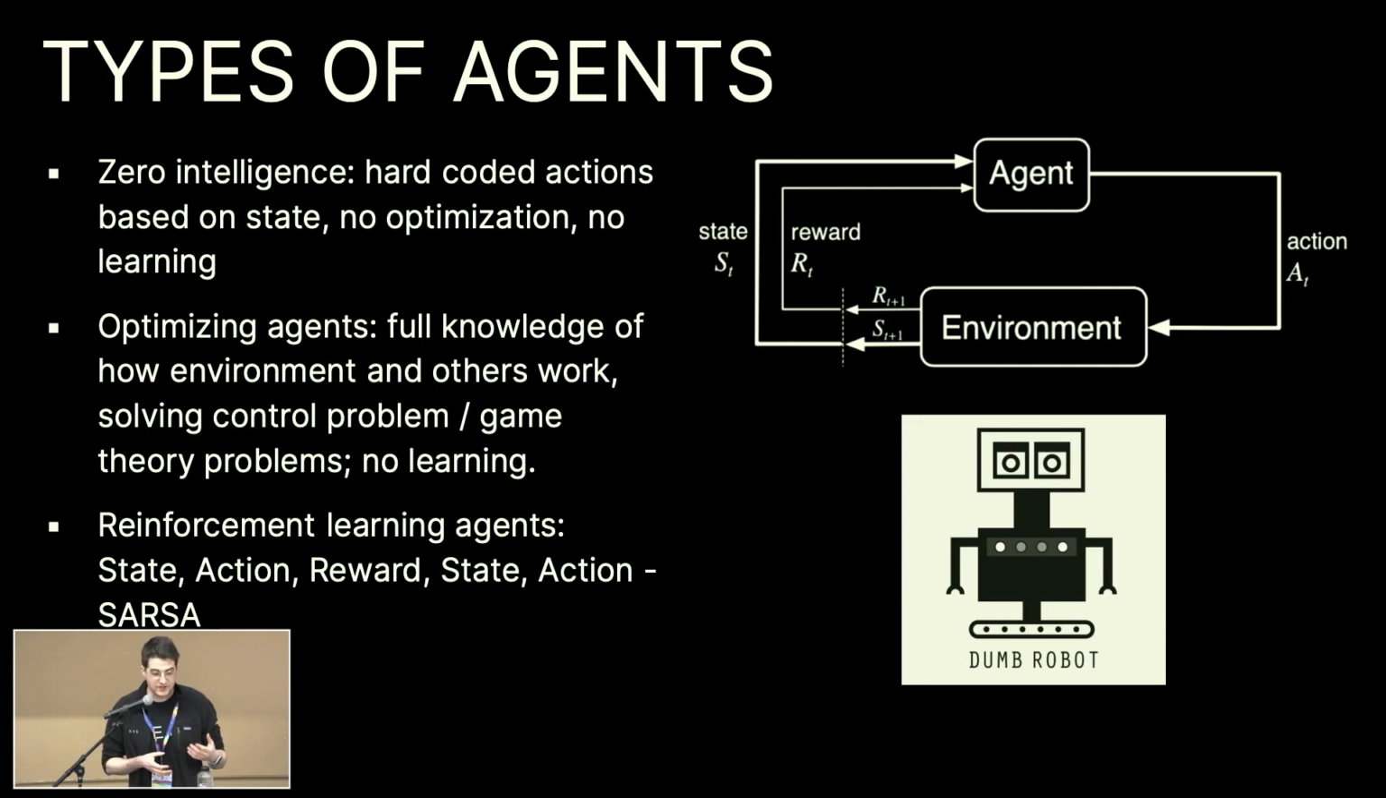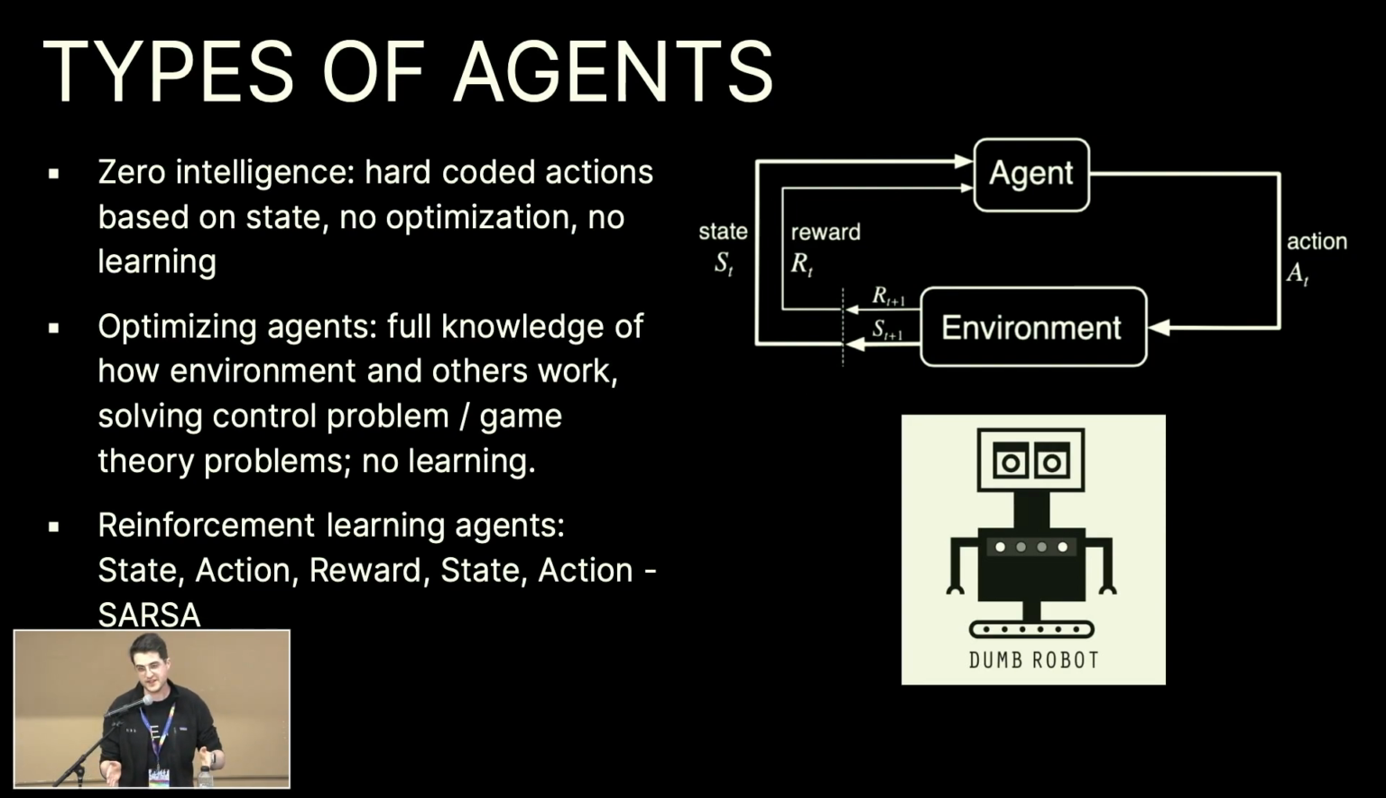When we're talking about types of agents, we can start at a really base level with zero intelligence agents. These will be hard-coded based on the state at the time, but with no real optimization, no learning as time goes on. An example is some traders who just buy and sell randomly. Each time, 50% chance they buy, 50% chance they sell. So they're not doing anything particularly smart, but crucially they're not changing their behavior as time goes on.